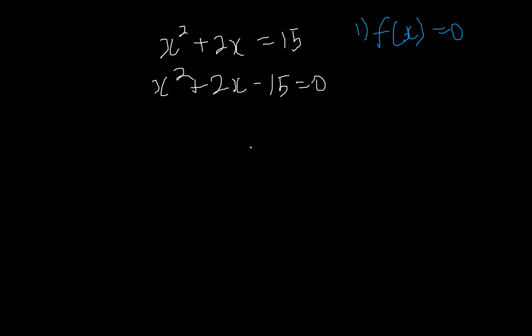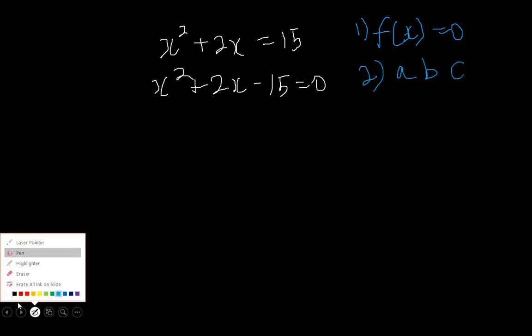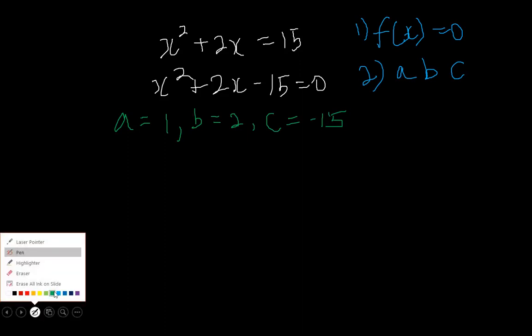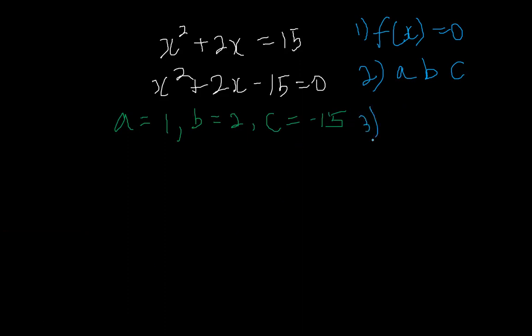Step 2, we're still trying to find a, b, and c. Identify your a, b, and c. So we know that a is 1, b is 2, c is minus 15. We did this one already. The third step remains the same: I want to find alpha plus beta, and we know the formula for that is minus b over a.